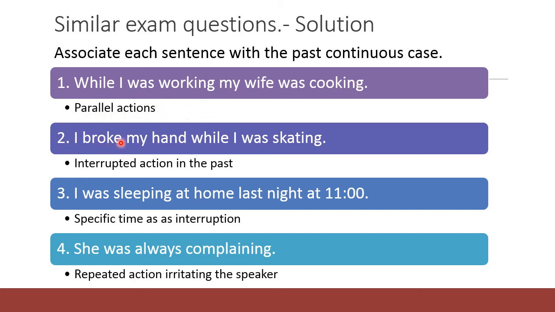Sentence number 2, I broke my hand while I was skating. So in the first part of the sentence, we have simple past. In the second one, we have past continuous, so we're talking about an interrupted action in the past.